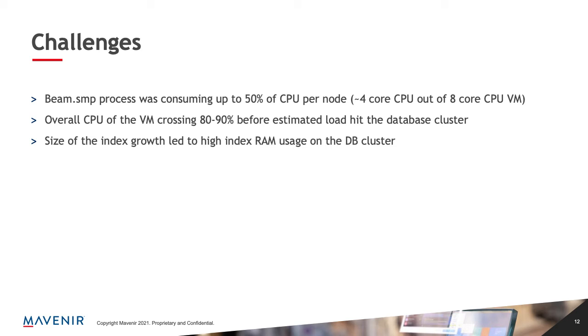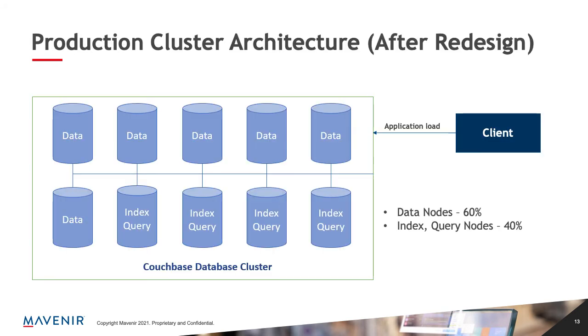The challenges that were there before the architecture redesign were rectified after the redesign. The CPU usage of the cluster manager reduced from an average of 4 core usage to an average of 1 core usage. Since the data service and index service are segregated and running on different nodes, the RAM allocation for these services became independent as well.